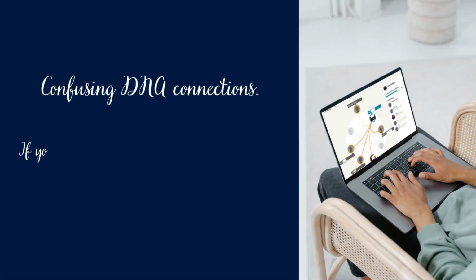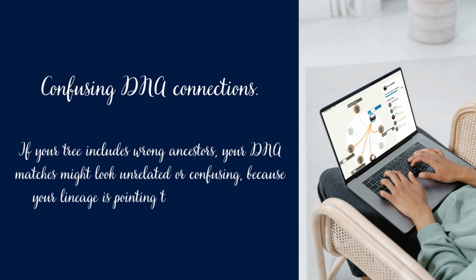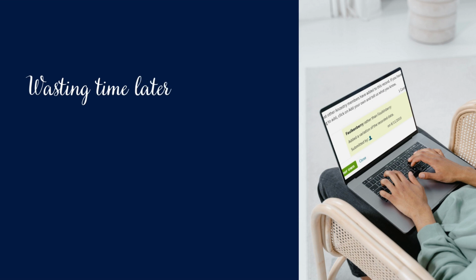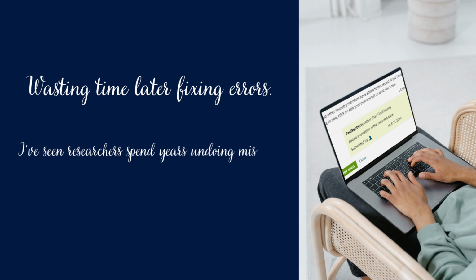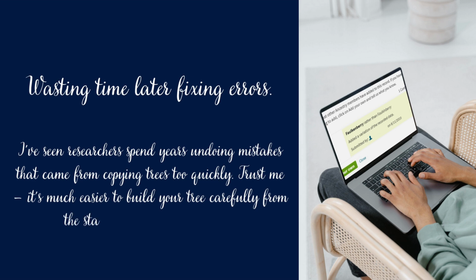Confusing DNA connections. If your tree includes wrong ancestors, your DNA matches might look unrelated or confusing because your lineage is pointing to the wrong branch. Wasting time later fixing errors. I've seen researchers spend years undoing mistakes that came from copying trees too quickly. Trust me, it's much easier to build your tree carefully from the start than to rebuild it later.